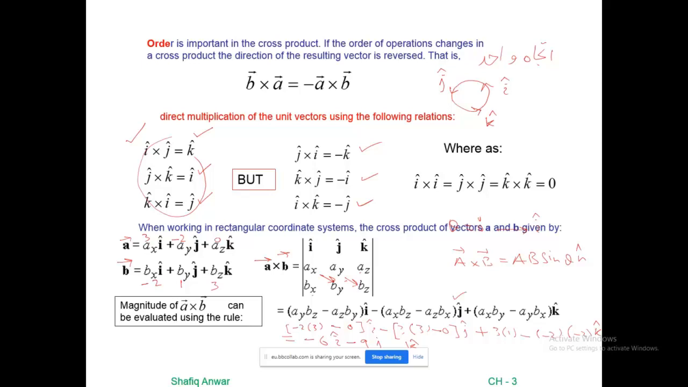Any other question, please? There is noise, I cannot hear you. Teacher, is the calculator allowed in the exam? Yes, please. Can we use the calculator in the exam? 100% yes.